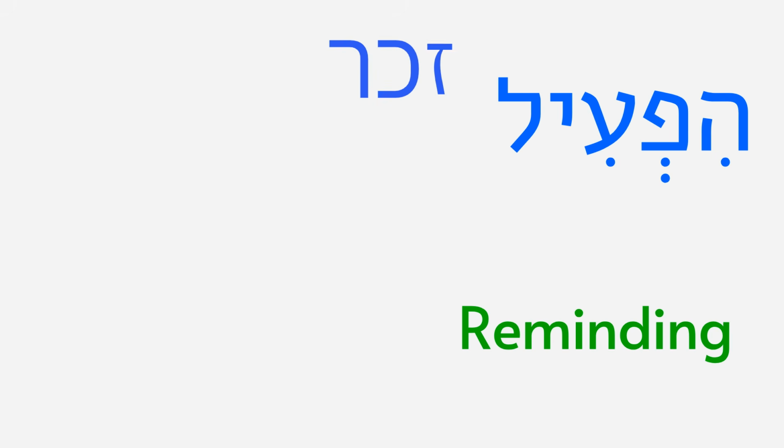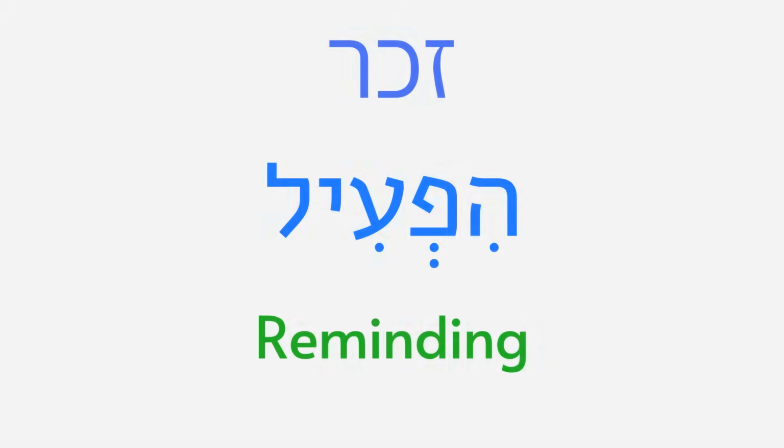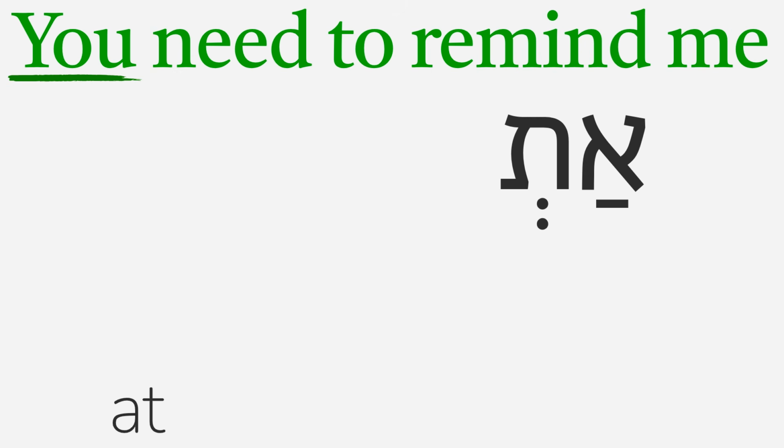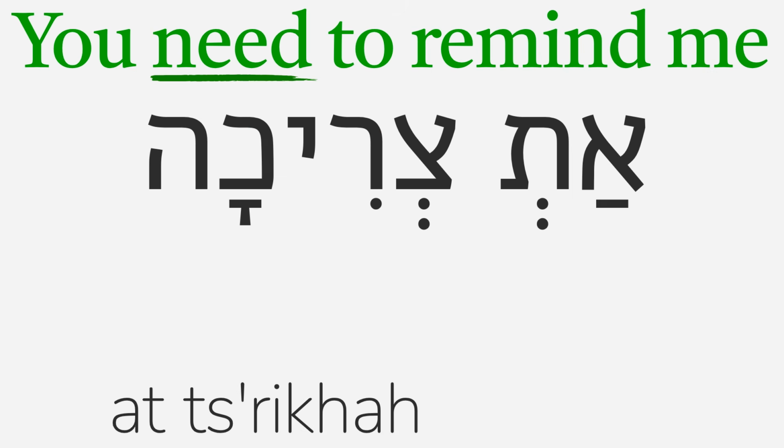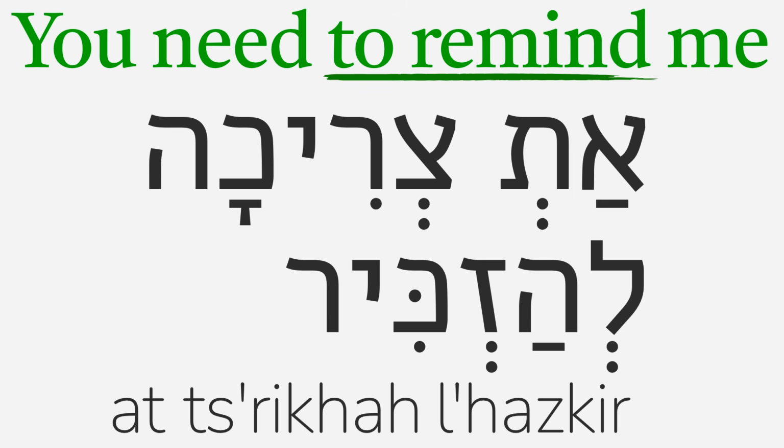Let's use the root zayin kaf resh in the hiphil to say, you need to remind me, where the you is a woman. You feminine singular is at, and need in feminine singular form is tzaricha, with the a ending. To remind will be a hiphil infinitive from the root zayin kaf resh, lahaskir. This infinitive starts with a lamed shva, that means to, followed by a hey with patach, then the root letters, whose vowels are a shva and a hirik with yod.